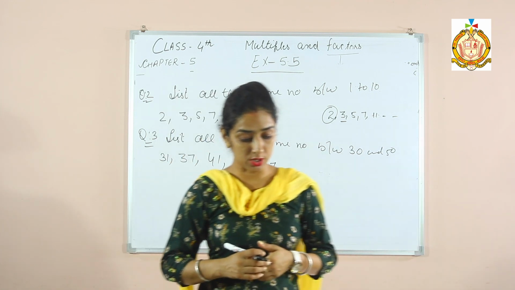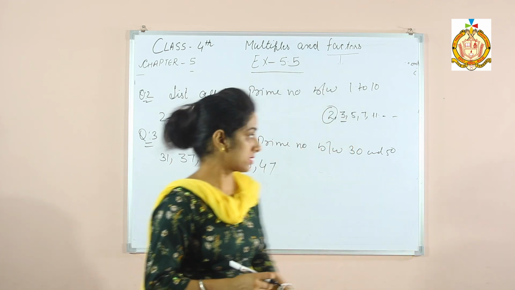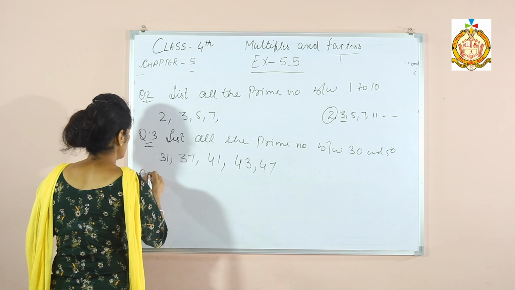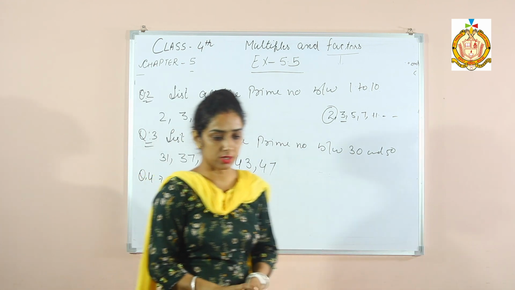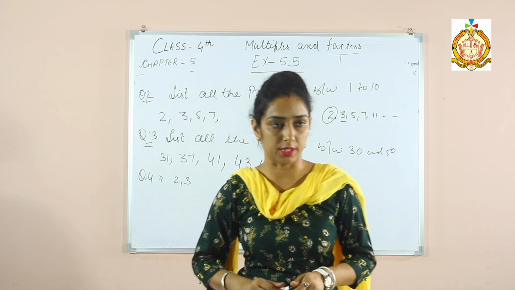Write two consecutive prime numbers, that is 2 and 3. With this, your exercise is complete.